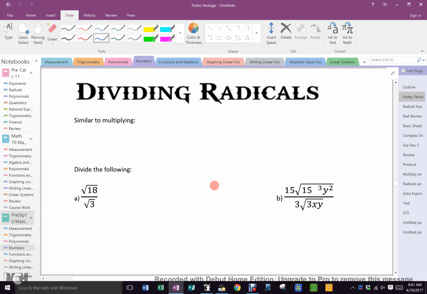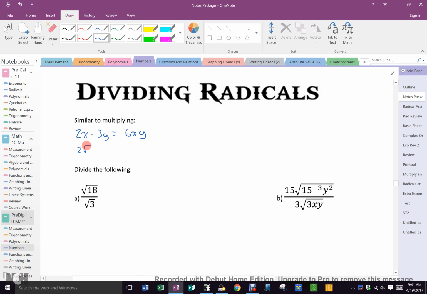It is very similar to multiplying, as I have said here. Just to remind you, multiplying, quick reminder: 2x times 3y equals 6xy. 2 root 3 times 3 root 5 equals 6 root 15, right? 2 cube root 3 times 3 square root 5 is 6 cube root 3 square root 5. That's all multiplying, yeah?